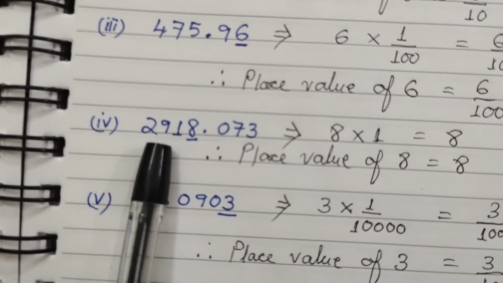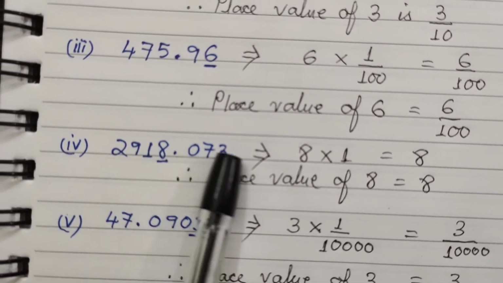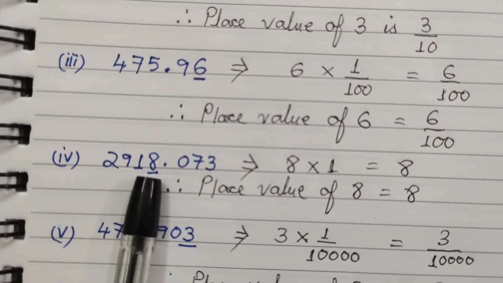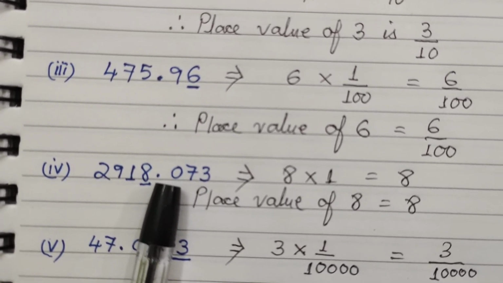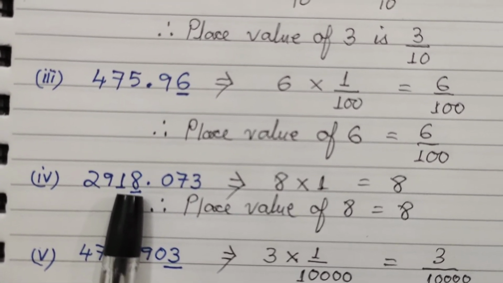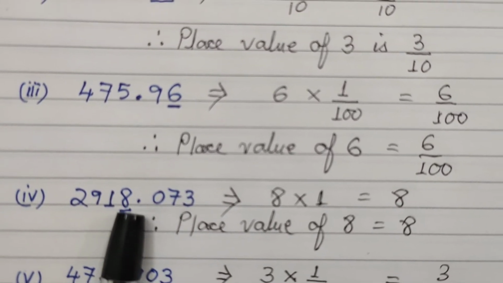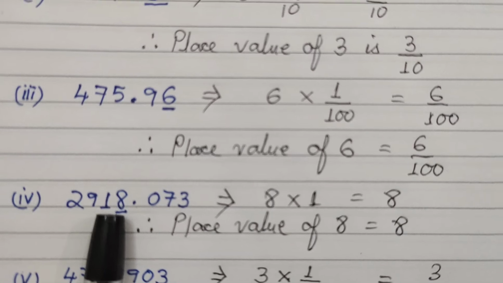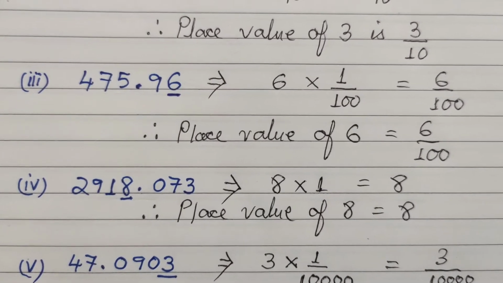The next decimal number is 2918.073. They have underlined 8 over here. Now 8 is in the first position right after the point towards the right side. After the point, towards the right side, the first position belongs to ones. So 8 is in ones house.